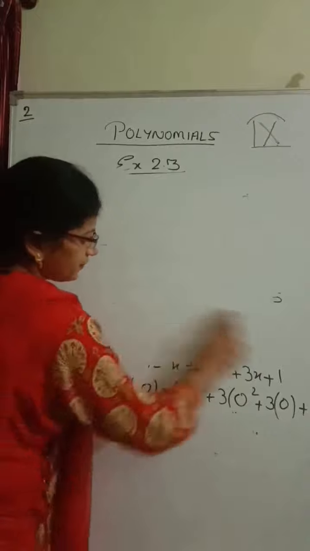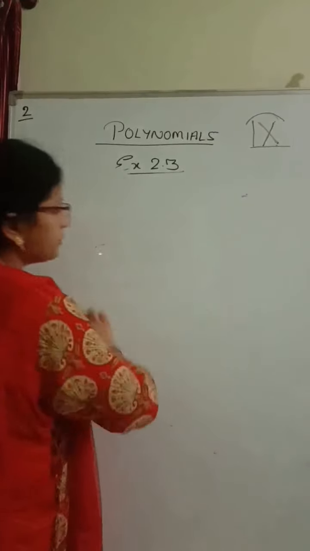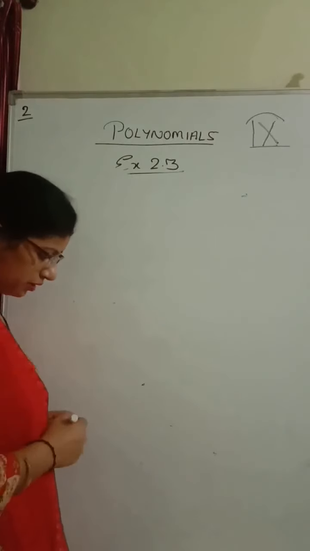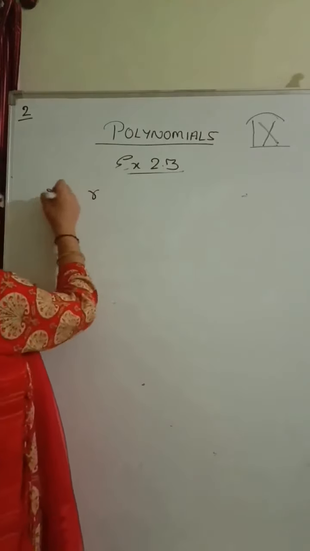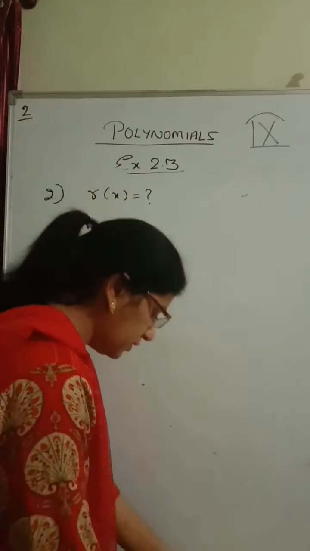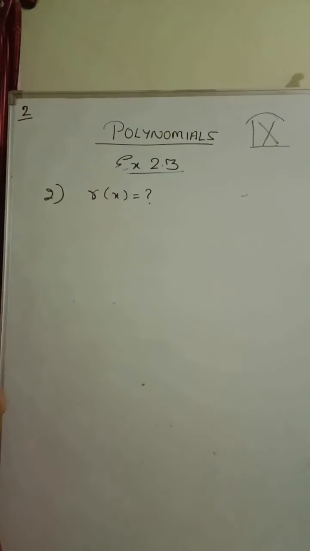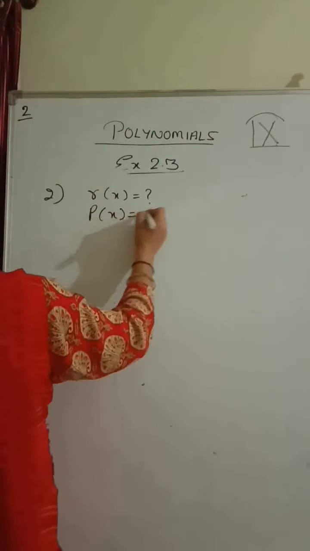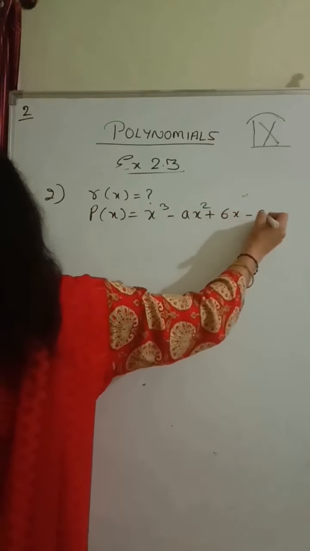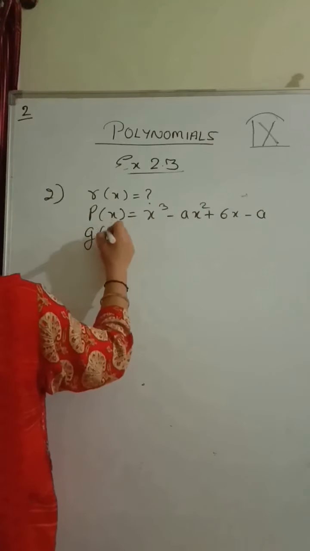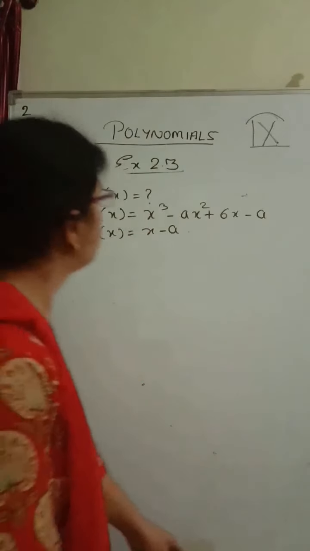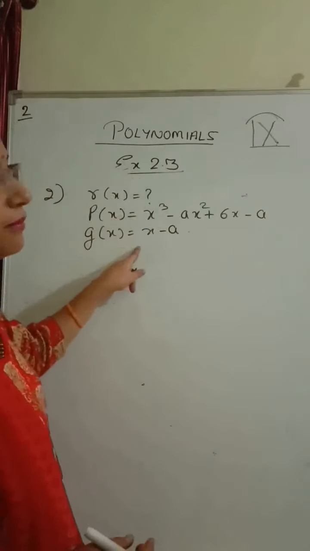Second question is, let me write the second question of exercise 2.3. Find the remainder when the polynomial of x, x cube minus ax square plus 6x minus a, is divided by your divisor x minus a. So you have to find the remainder when this is divided by this.